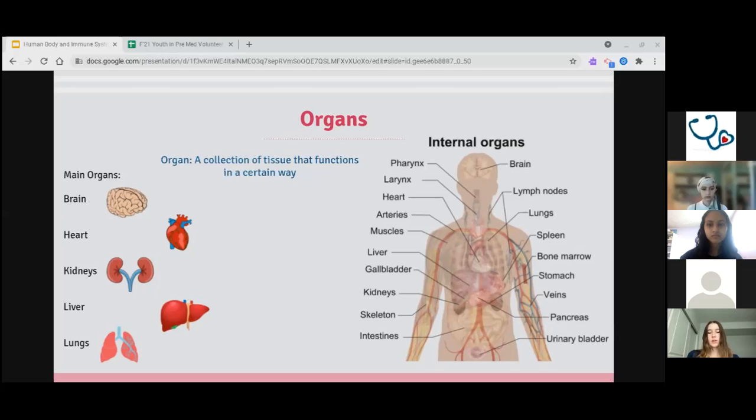There are many other organs in your body, including your lymph nodes, arteries, muscles, gallbladder, skeleton, intestines, bladder, pancreas, veins, stomach, bone marrow, spleen, and much more. In total, there are about 78 organs in your body, all helping you to function properly. Next, we'll dig deeper into body systems.